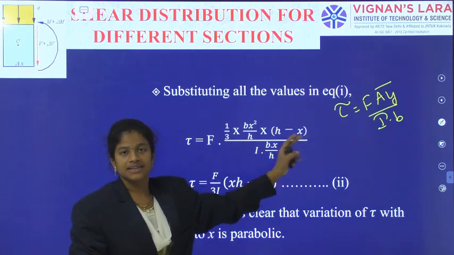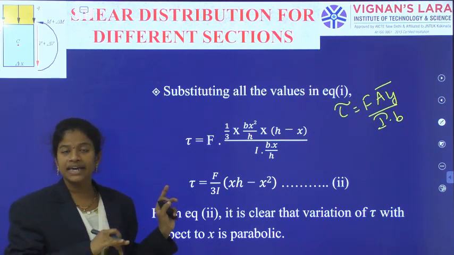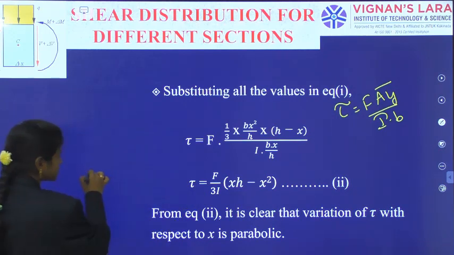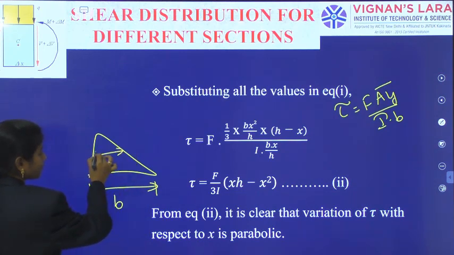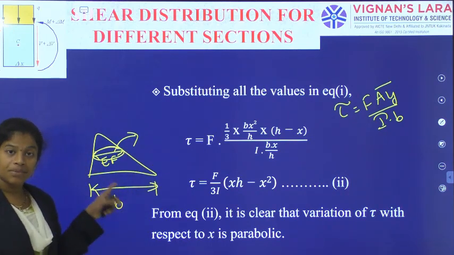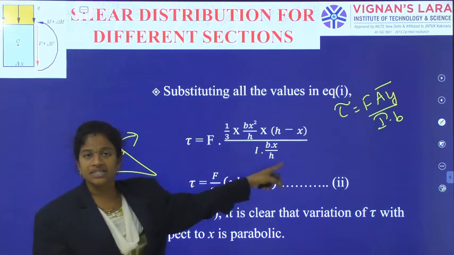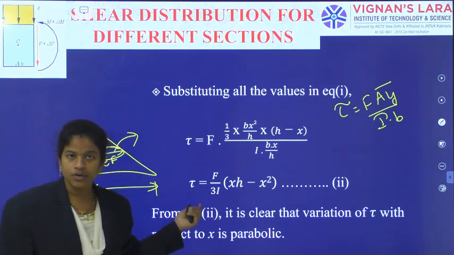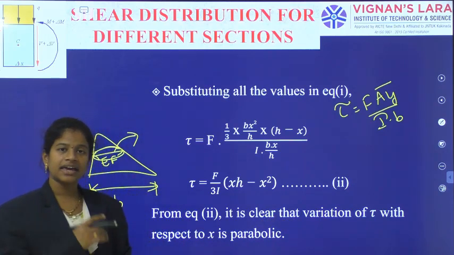And small b is the width of the beam at the level EF. Don't keep that b as it is, because for our problem B is the triangle's base measurement. But this is EF, this is the b in the formula. b in the formula is the width of the beam at the level EF, so that is bx by h. With the simplification and a small rearrangement, I have got tau is equal to F by 3I into (hx minus x square).